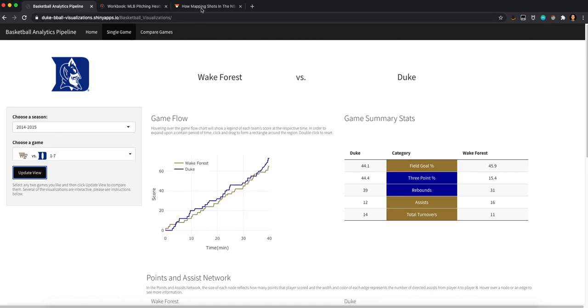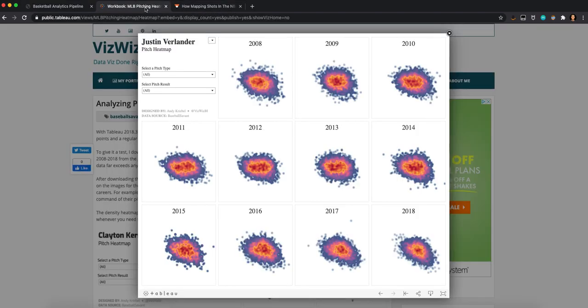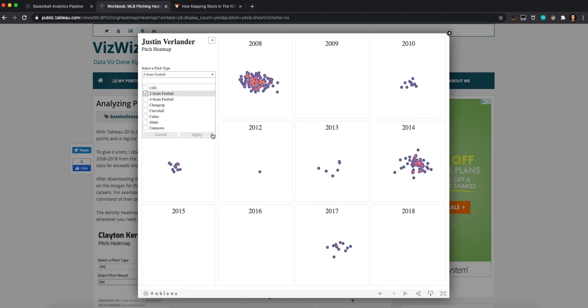Another example is in baseball. So let's look at this heat map of Justin Verlander, the pitcher for the Astros, of the pitches he threw. And you can see that there's a strong concentration in the middle, but you can actually switch it. And so if you want to look at just the two-seamers, fastballs, where would those likely be thrown?